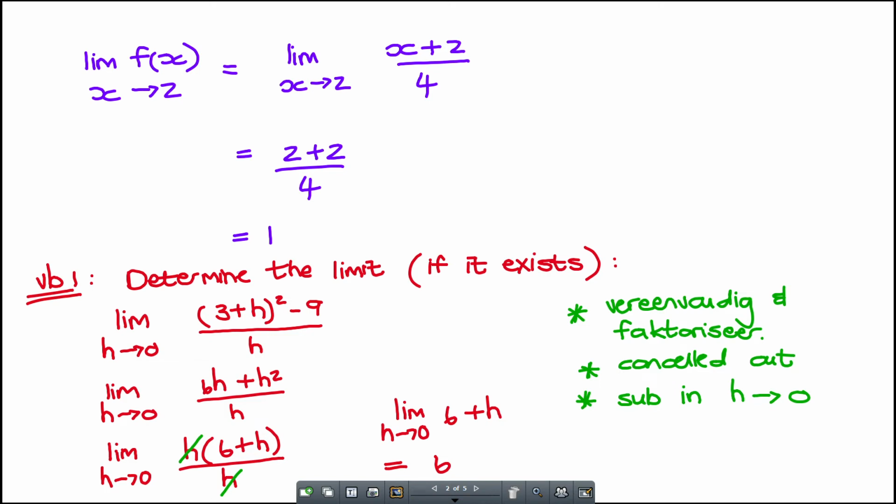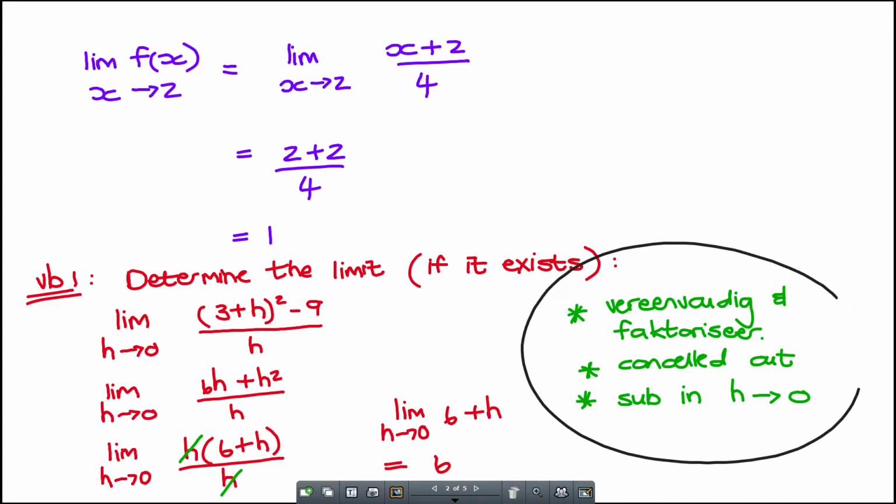Point where we said we had to determine the limit if it exists. Just quickly have a look at the steps over here. We first simplify, meaning in this case we had to get rid of the brackets, multiply them out. Then after that we factorized so that we could cancel out. And once everything is in its simplest form, then we substitute in that value of h. When h strives to 0, then we basically substitute in 0 whenever we have h.